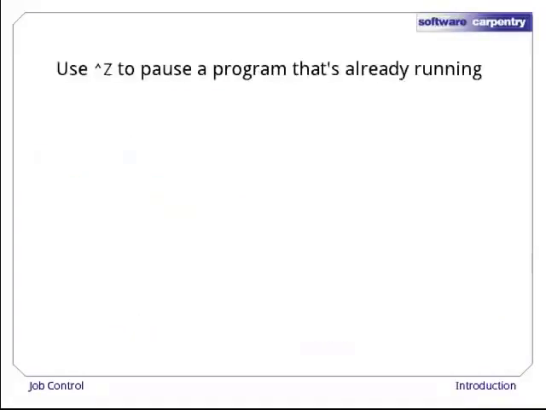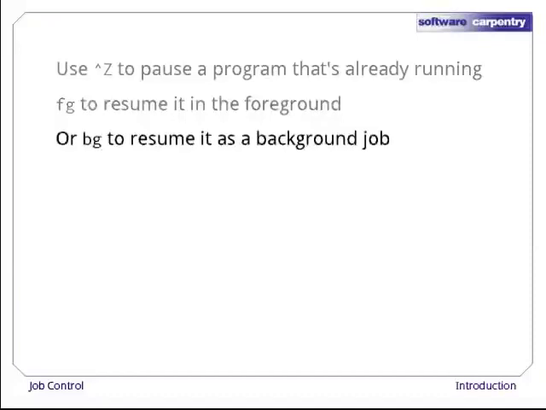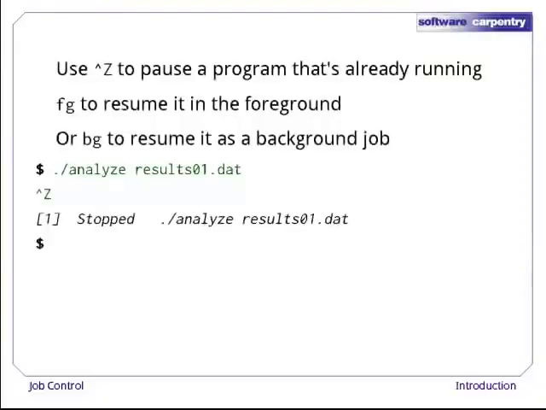The shell gives us one more tool for job control. If a process is already running in the foreground, Ctrl-Z will pause it and return control to the shell. We can then use fg to resume it in the foreground, or bg to resume it as a background job. For example, let's run analyze again and then type Ctrl-Z. The shell immediately tells us that our program has been stopped and gives us its job number. If we type bg %1, the shell starts the process running again, but in the background.